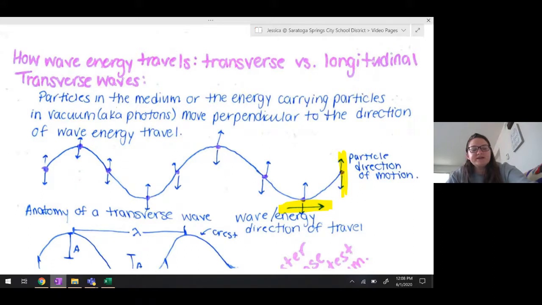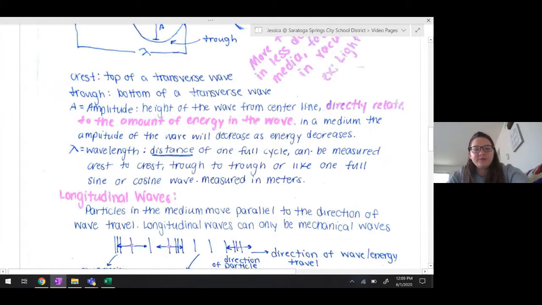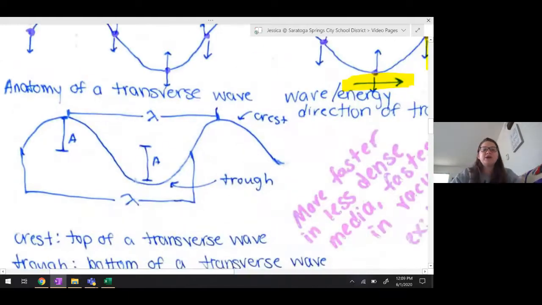Okay, so let's talk about the anatomy of this transverse wave. So essentially, what are the different parts of a transverse wave?